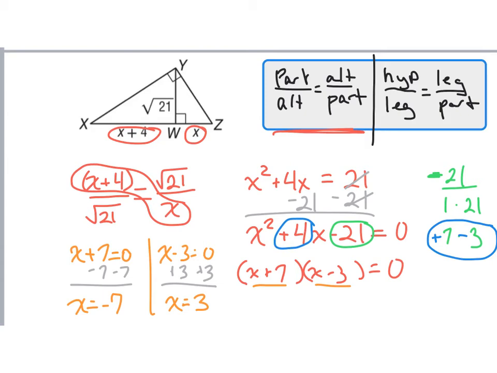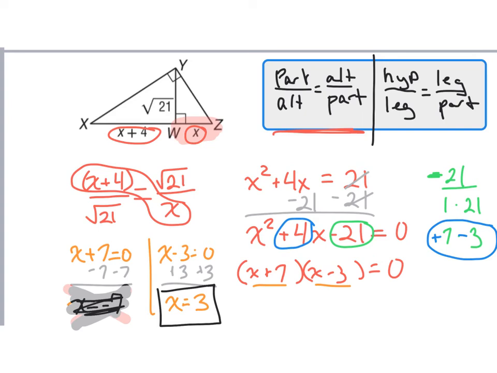Okay, so when I look at my answer, if I think back to the idea that this right here is a value of x, it's a distance. Distances cannot be negative, which means my answer cannot be a negative 7. That's not okay. My answer has to be this positive 3. Okay?